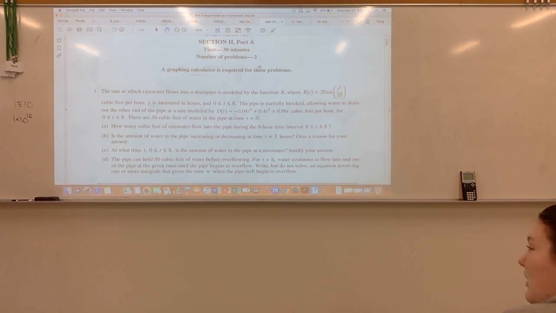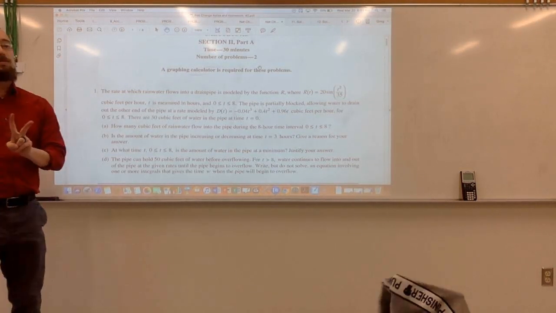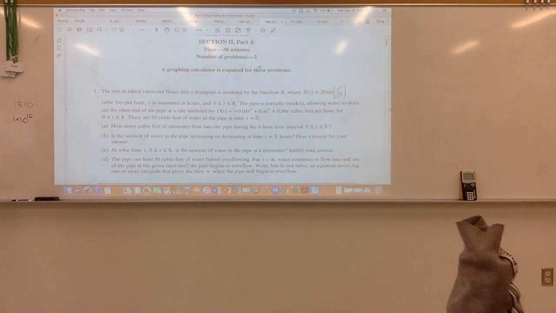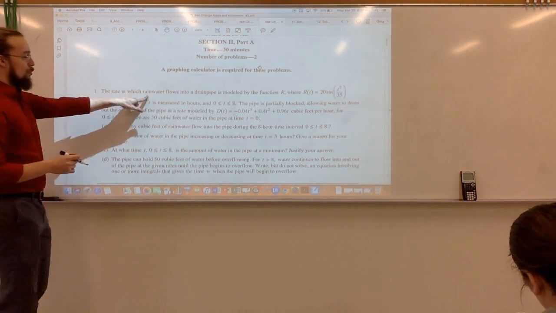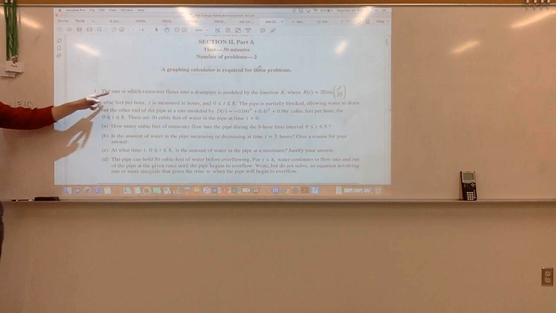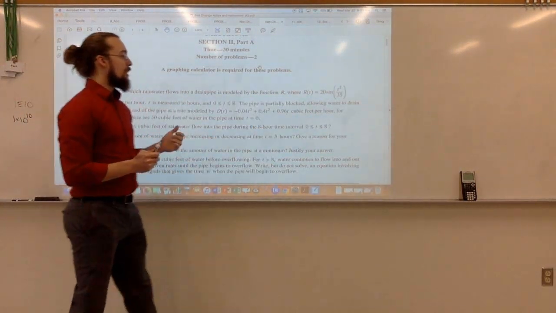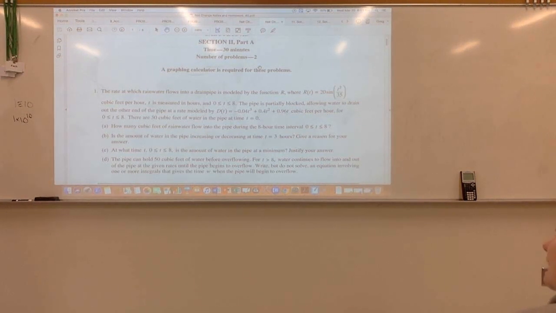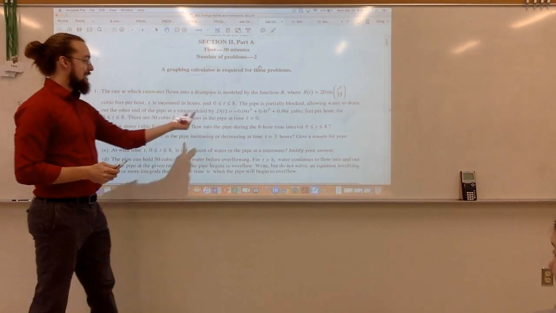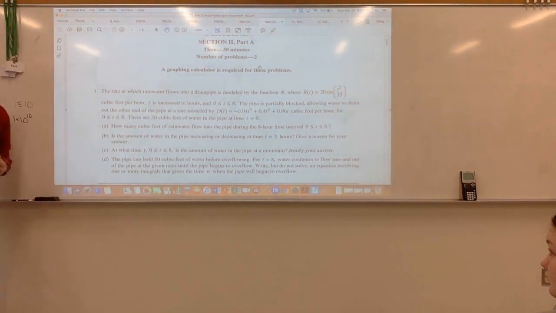Alright, so each of the last 4 years, a problem like this has shown up on the AP test, where we have two rate functions. A rate modeling something going in and a rate modeling something going out. In this problem, we're talking about rainwater flowing into a drain pipe. So we've got this function, R of t, which is the rate at which water flows into this drain pipe. But then we have another function, D of t. This is the rate at which water is flowing out of the drain pipe. This in and out problem has been very, very common on the AP test.